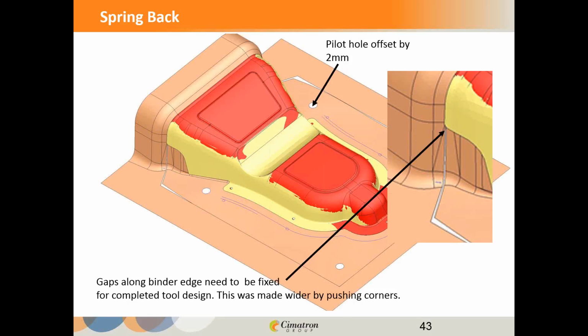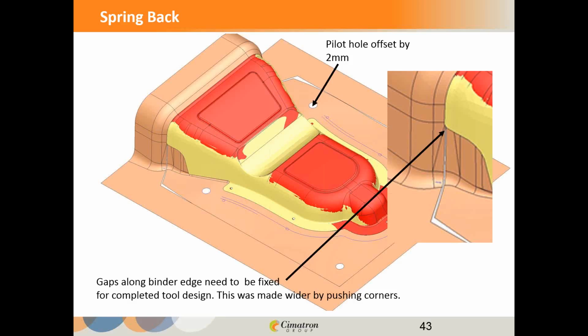the red being the die steel, the yellow being the predicted part of springback, that sometimes they're not exactly even left side to right side. They're not exactly symmetrical, even though this is a symmetrical part. What I did was in the background here, I moved that one pilot hole about 2 millimeters.